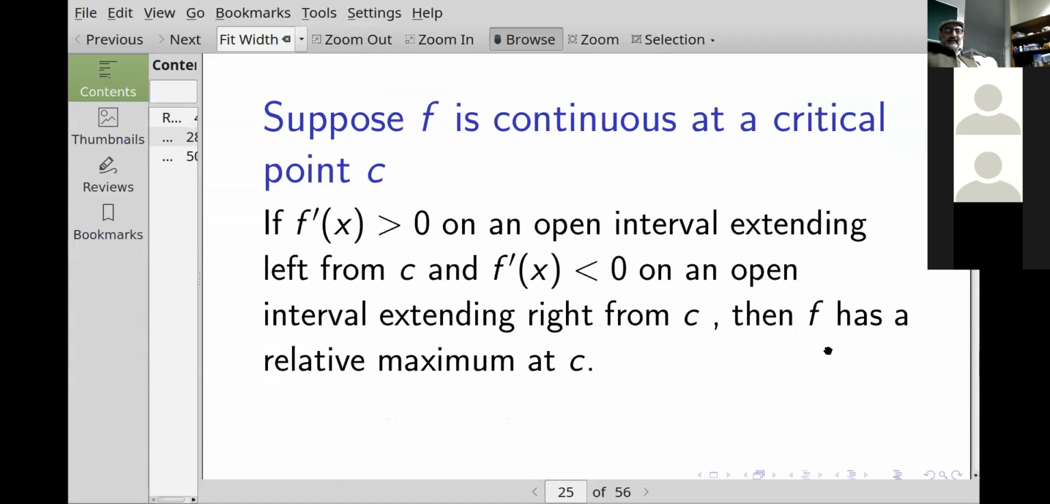So supposing that f is continuous at a critical point, so that means the derivative is equal to 0 there. And like I said, to the left of the critical point, the function is increasing, then at the critical point the derivative is 0, then the function is decreasing. Then at the critical point, where the derivative is 0, the function has a local maximum.